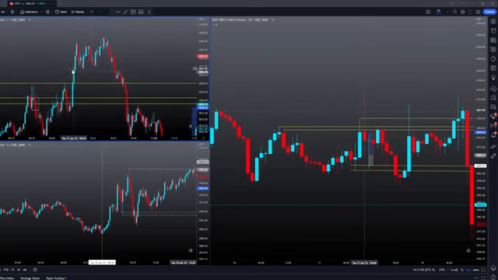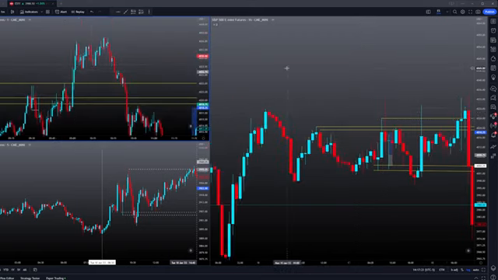So now we break through all of this price action, right? And I forgot on the hourly chart to actually mark out another level. Oh, whoops. And that level is right here, right?